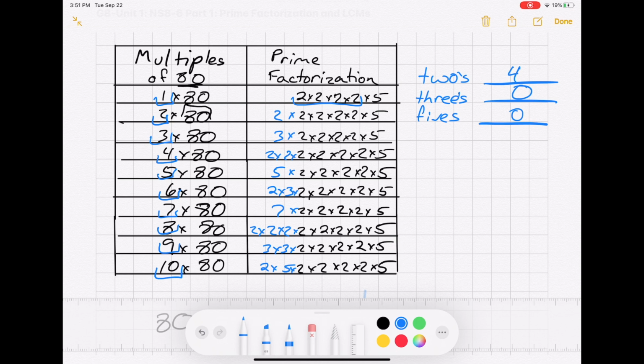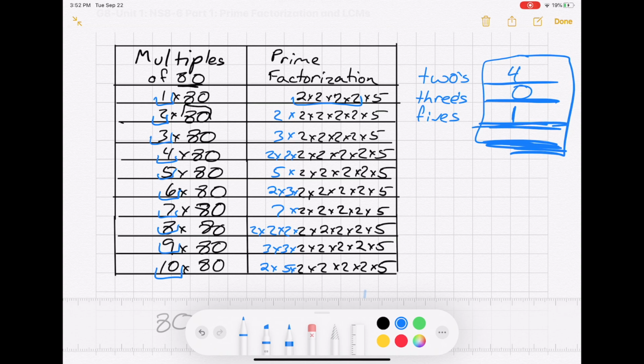All right, so now when I'm looking at this, any number that is going to be a multiple of 80 has to have a minimum amount of these numbers. So it has to have 4 2s and 1 5 in it. This chart should really show that by how I've used the colors. So any number that's going to be a multiple, this is the minimum of what it has. It will not have anything less than that.